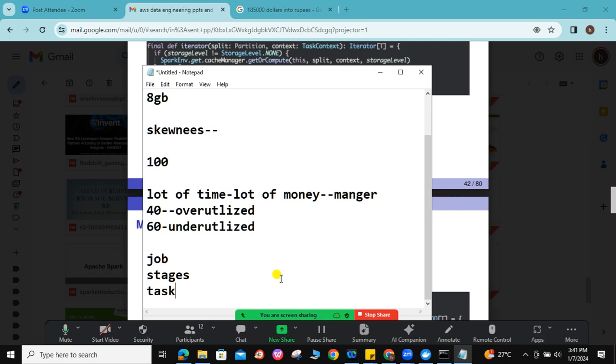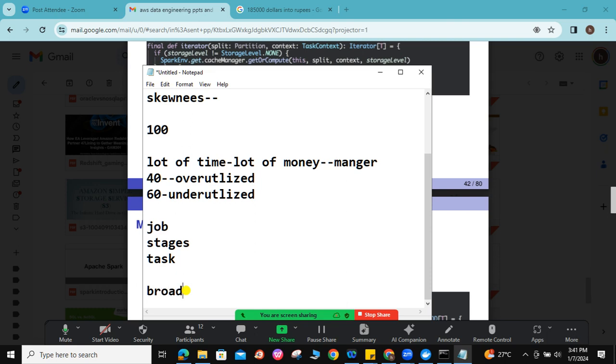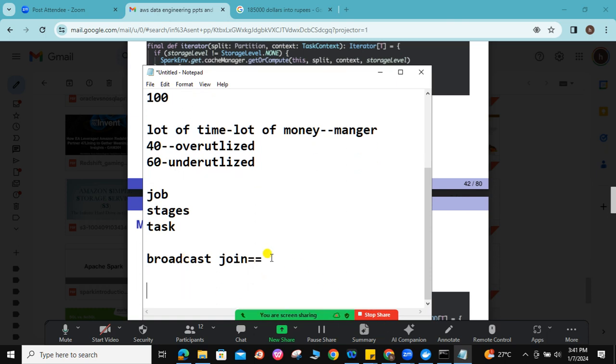Whether you have properly tuned all these things, whether proper CPU is given, then you reduce the partitions, then you will see whether you have properly used the broadcast join. I have told you about broadcast join. Can anyone tell me what is broadcast join? This is again a very important concept. I had spoken about broadcast join.